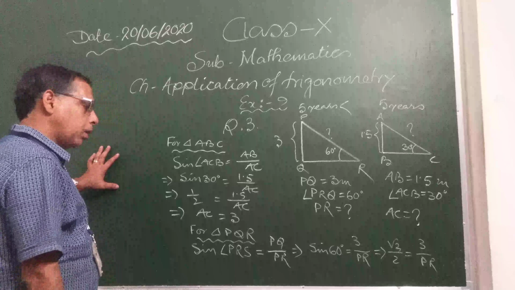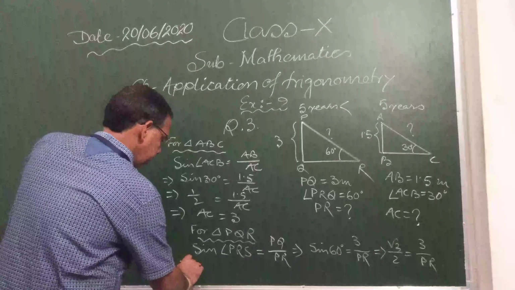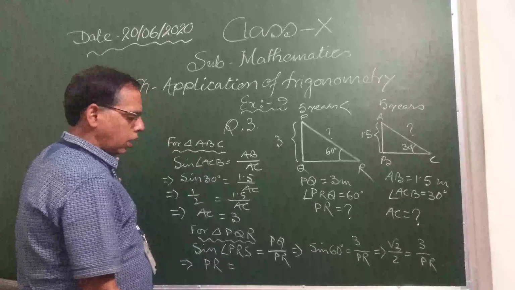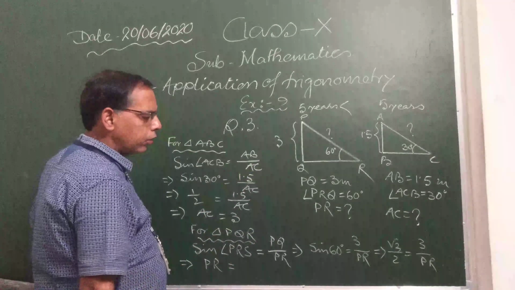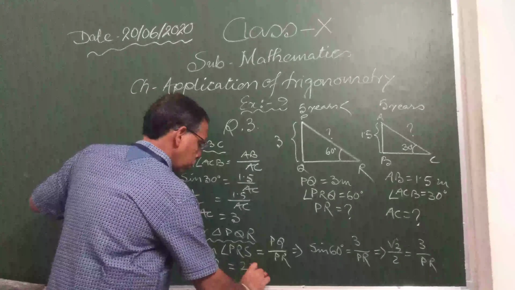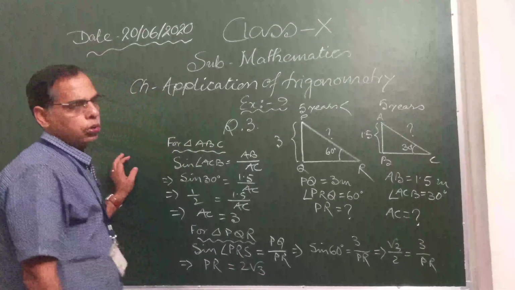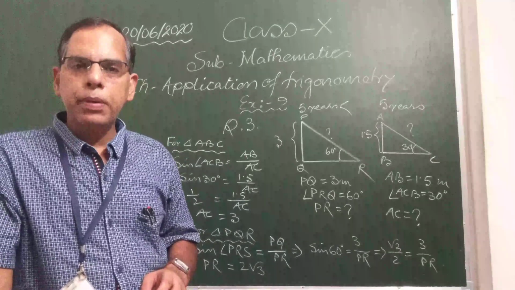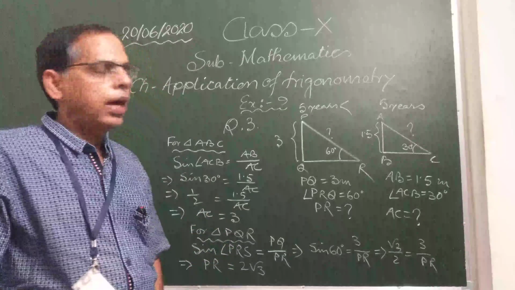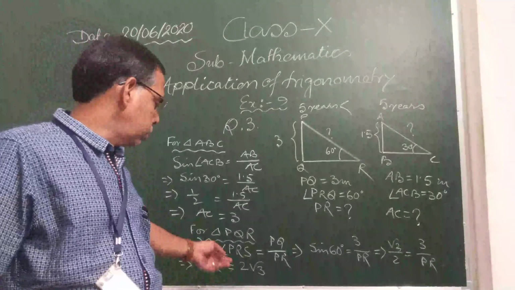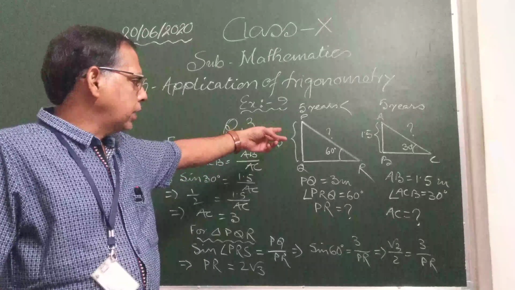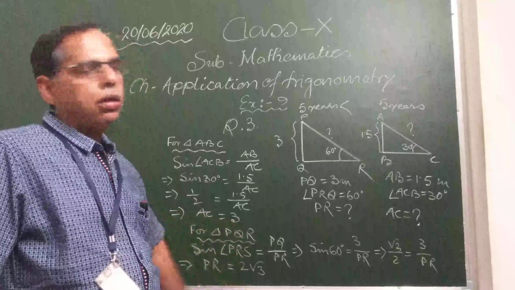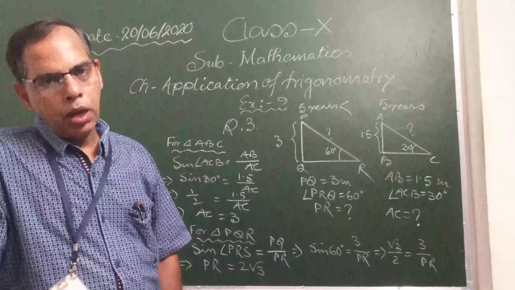Then ultimately what will be the answer? PR equal to, if I cross multiply, then it will be 2 root 3. The value of 2 root 3 is 1.732, but no need, you can directly write 2 root 3. Therefore, the length of the slide in the second case will be 2 root 3 meter, and in the first case will be 3 meter. Clear, my dear student?